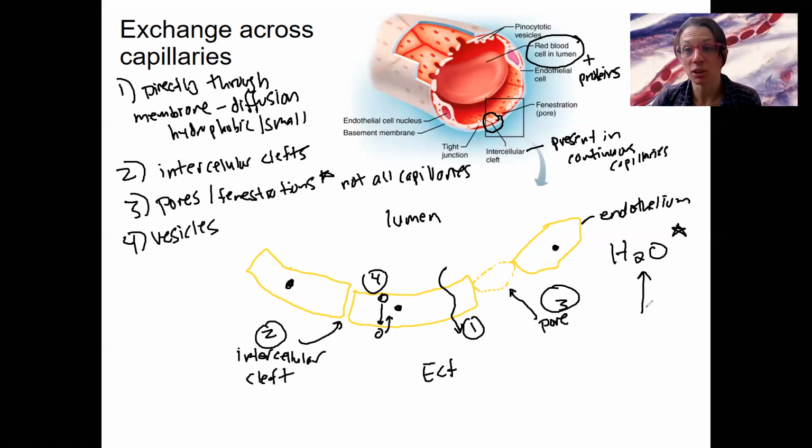So again, we're going to be focused on not these methods. I want you to know these and be able to predict what molecule might use these different methods. But in the next video, we're going to go to the pressures that allow for what's called bulk flow, which is the flow of bulk fluids, water, across these cells.